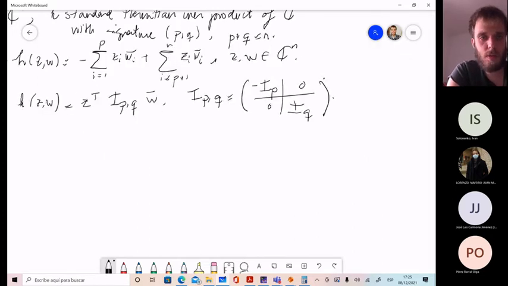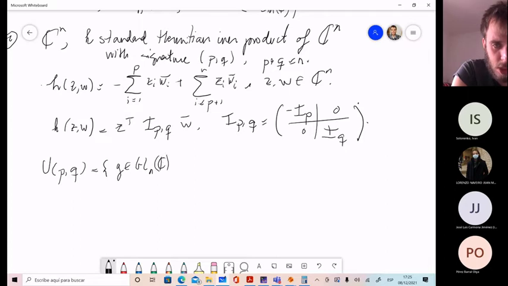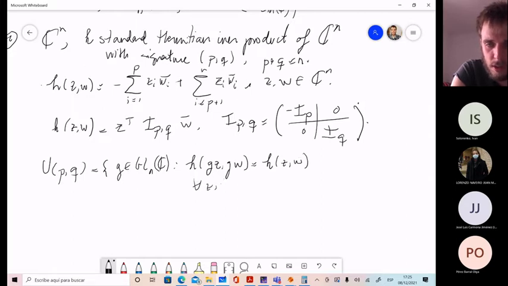Nice. So now I will consider this group, U(p,q). This is the Lie group which preserves this form H. So H of gz, gw is equal to H of z, w for all z and w in C^m.